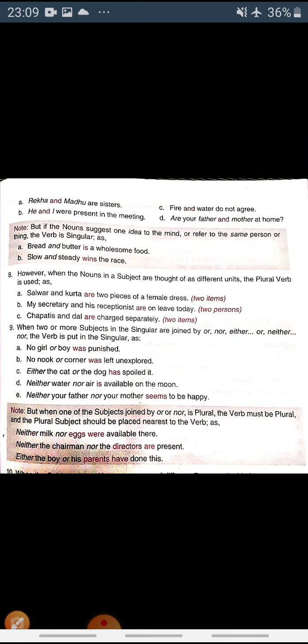Now see, neither the chairman nor the directors are present. Either the boy or his parents have done this. Okay, so I hope this is clear to you.